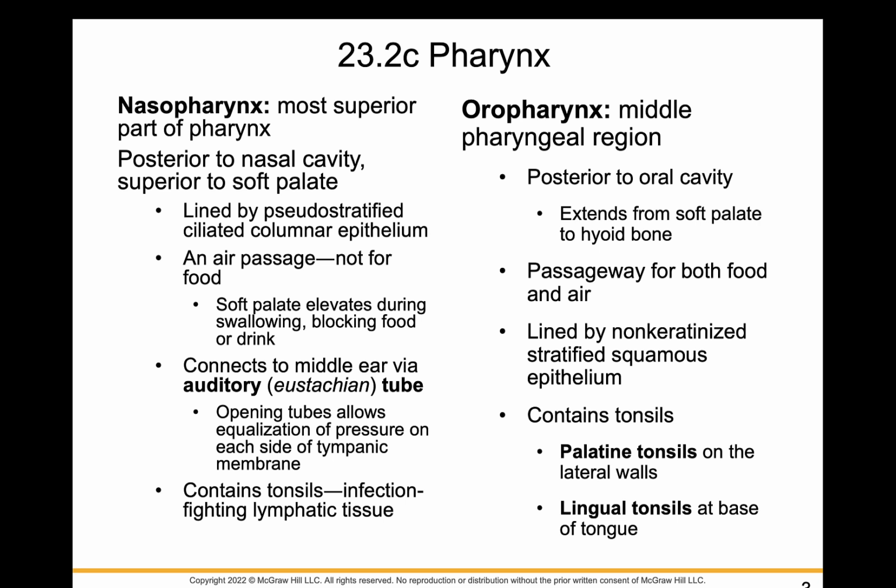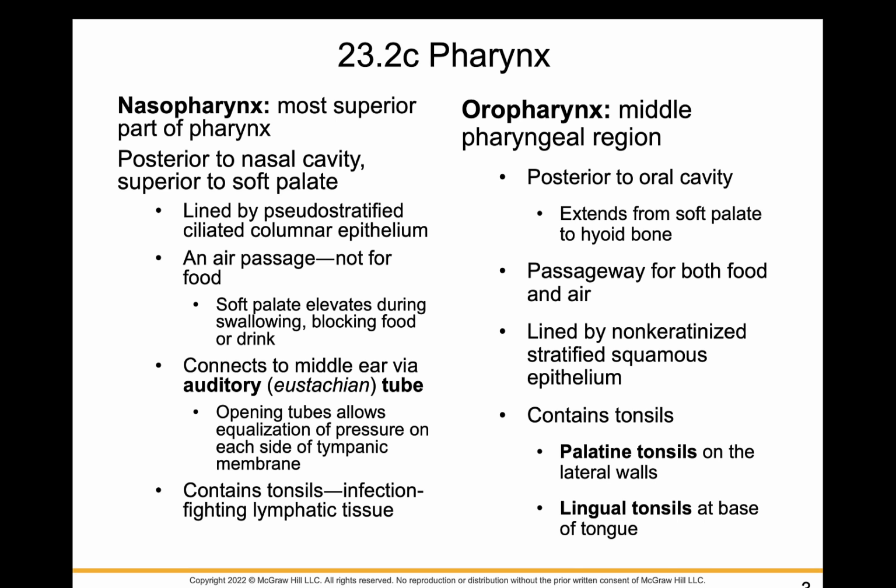It also will connect to the middle ear via the auditory or eustachian tube, and this opening allows an equalization of pressure on each side of the tympanic membrane. Also, you'll find the tonsils there, and they would be the pharyngeal tonsils. Once again, we talked about them previously. They are infection-fighting lymphatic tissue.